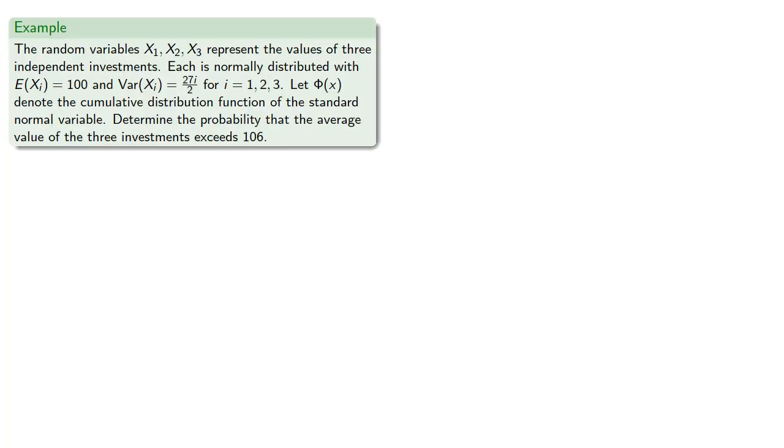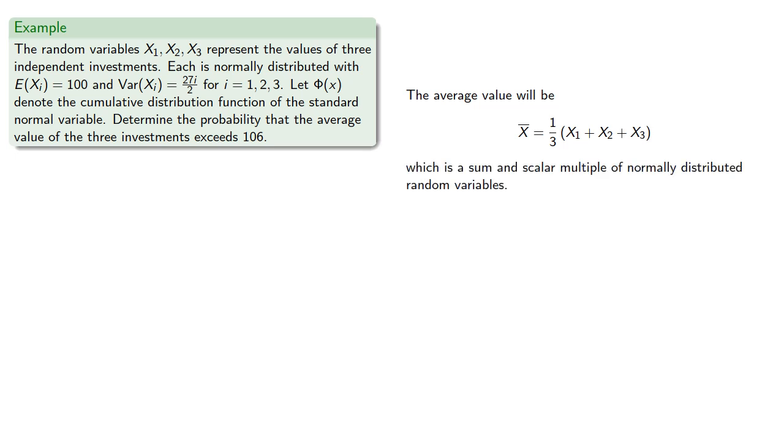For example, suppose we have 3 random variables representing the values of 3 different investments, and each is normally distributed with the same mean and a different variance. Let phi denote the cumulative distribution function of the standard normal variable, and let's determine the probability that the average value exceeds 106. So the average value will be the sum times 1/3, which is a sum and scalar multiple of normally distributed random variables.